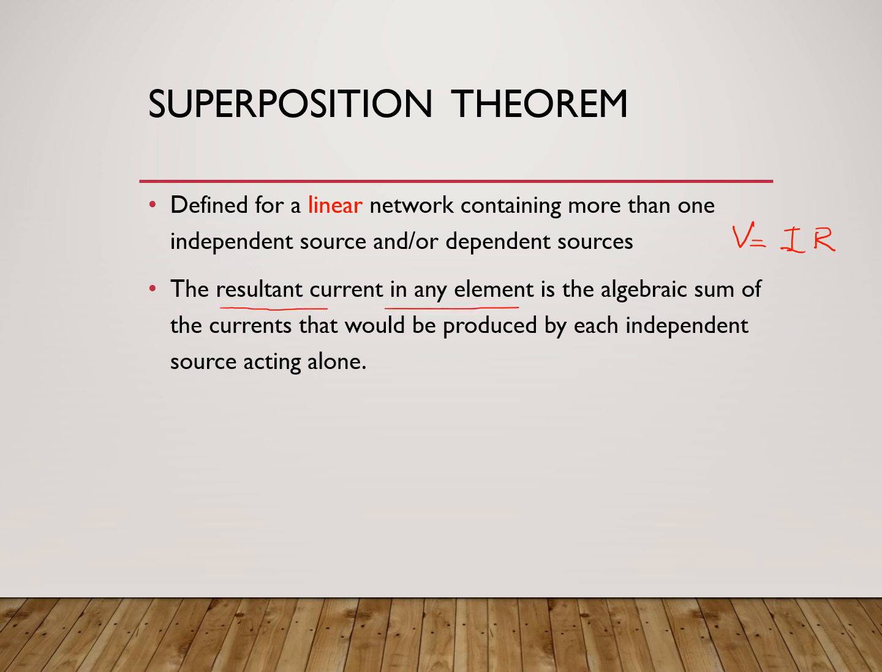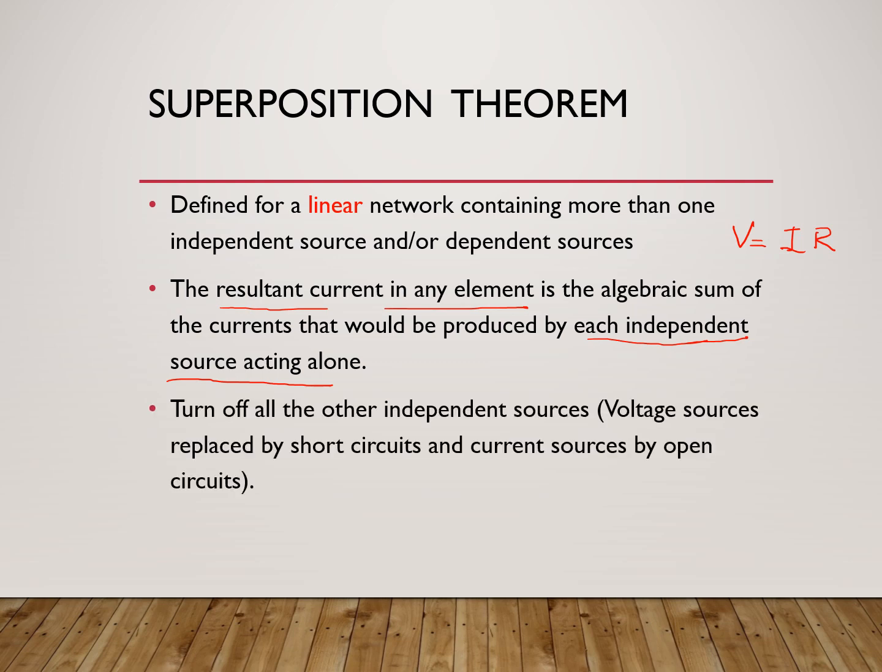When you're finding out the current through a particular element, you consider each independent source acting alone. Note the point that we are speaking about independent sources only. So consider each independent source alone, and find out its contribution to the current flowing through an element. With one source acting, what is the current in a particular element? This is found out. Now, what do you do with the other sources at that time? You turn off all the other independent sources.